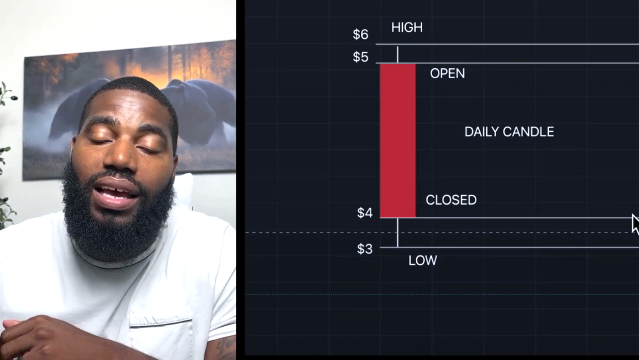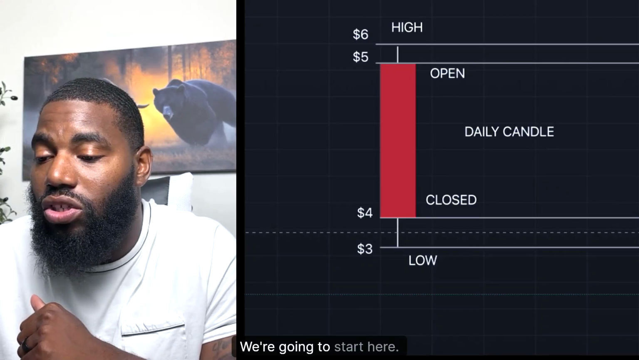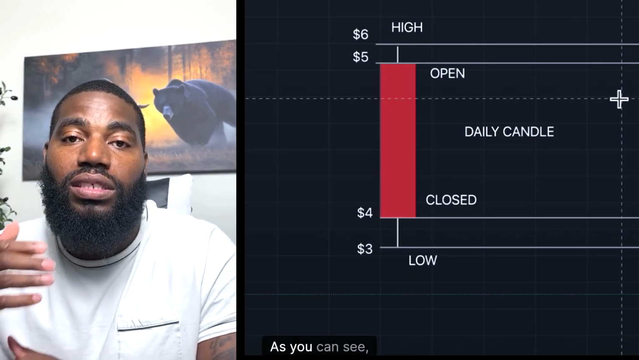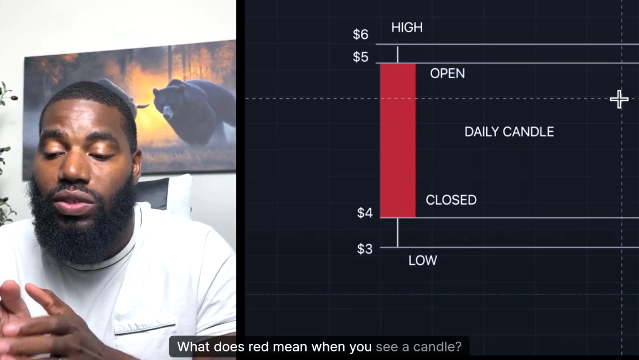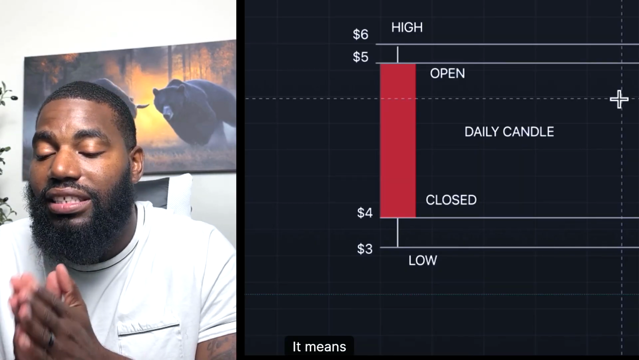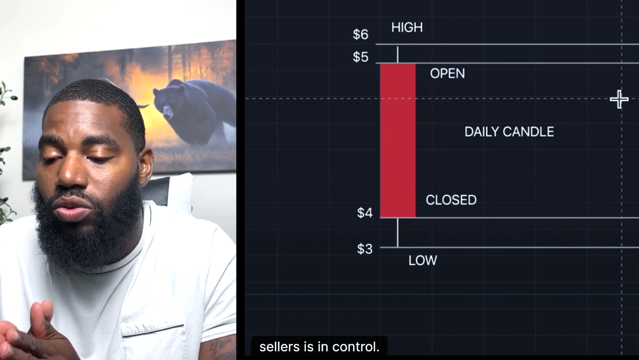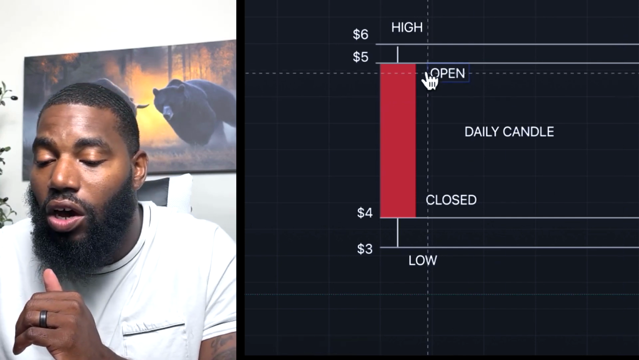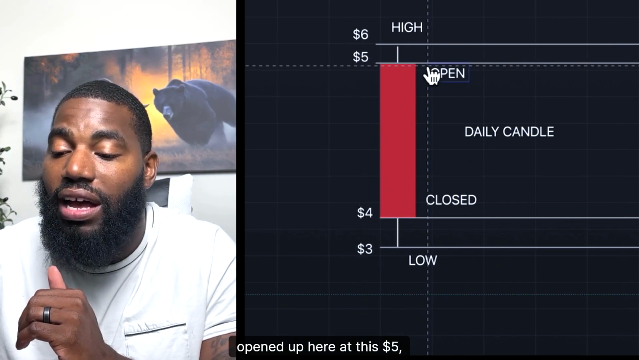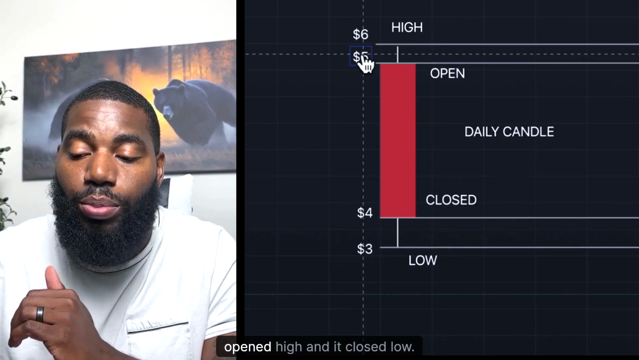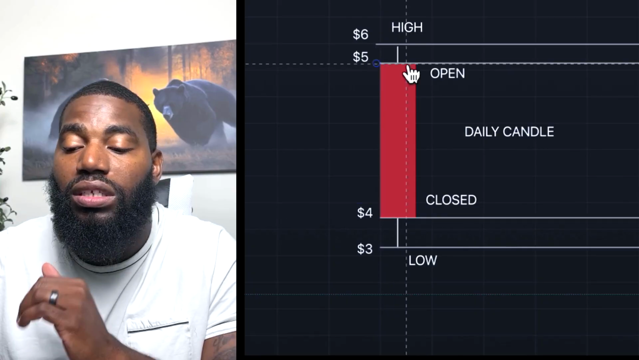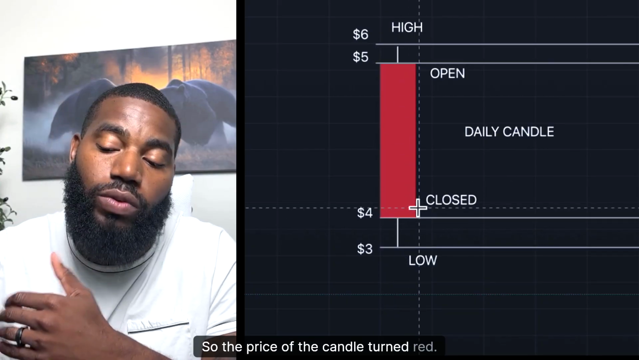This here is a daily candle. We're going to start here. As you can see, this candle is red. What does red mean when you see a candle? It means sellers are in control. The price opened up here at $5 and it closed here at $4. It opened high and it closed low, so the candle turned red.